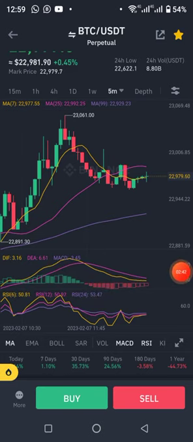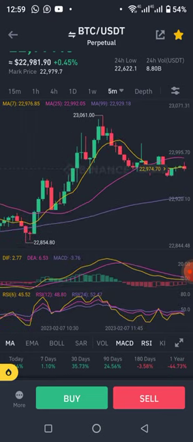So let me explain how the MACD works. It is a very good indicator that is used widely. Number one, if the two lines are close to each other, it means that the volatility of the coin is low. If they are far apart, it means that the volatility is high.